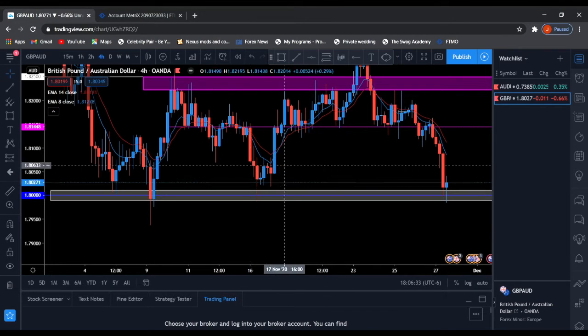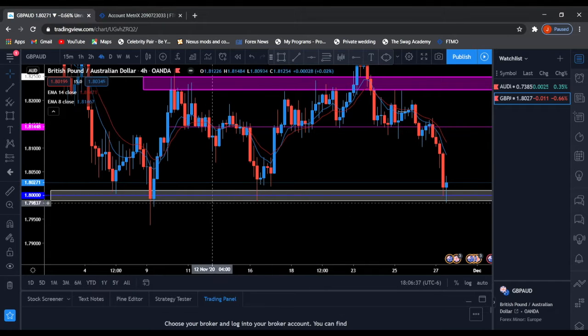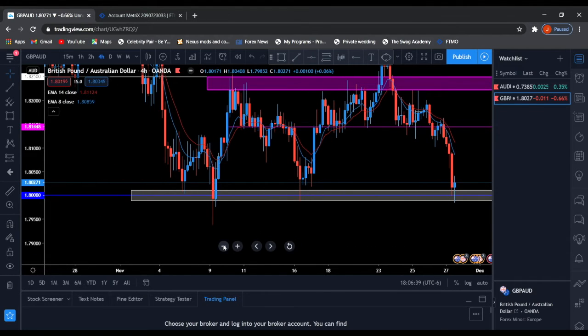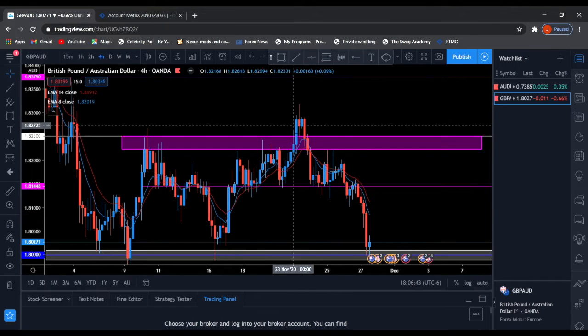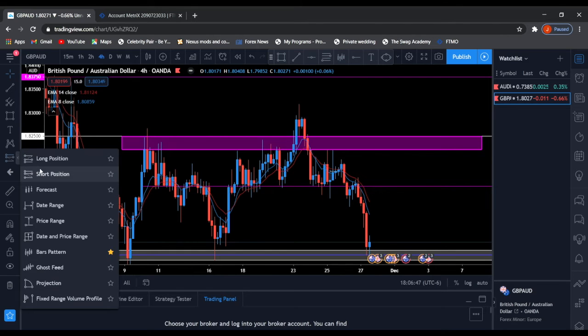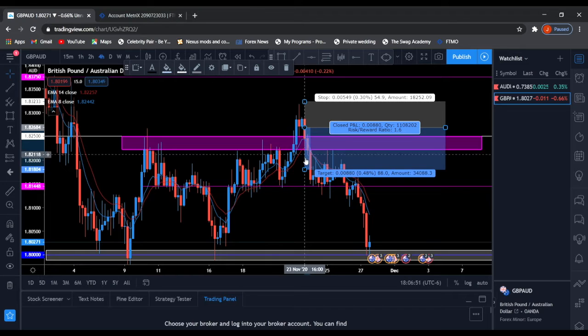And you can use previously wicked areas. So let's just say for some reason you got in a trade up here. Let's just say you got in a trade right here, stop loss right here, whatever.